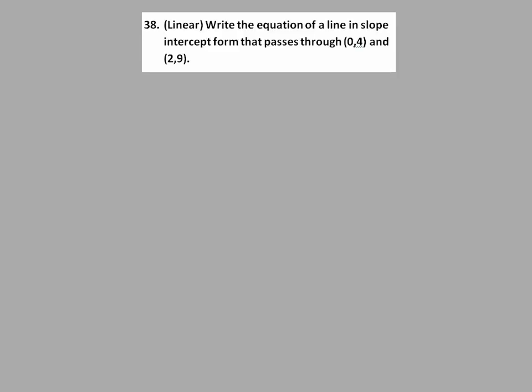Alright, write an equation of a line in slope-intercept form that passes through (0, 4) and (2, 9). So again, slope-intercept form is y equals mx plus b, where m is the slope and b is the y-intercept. So we just need to figure out what the slope is. That's the easiest thing to find.